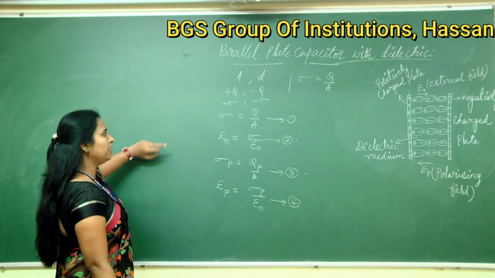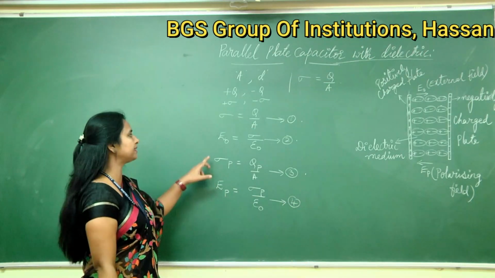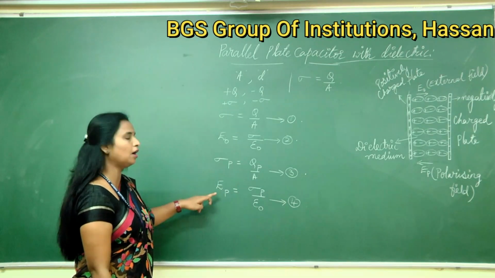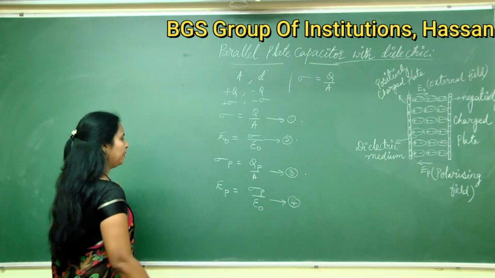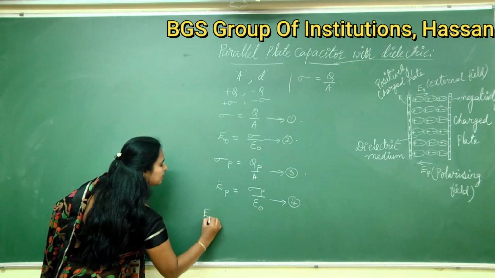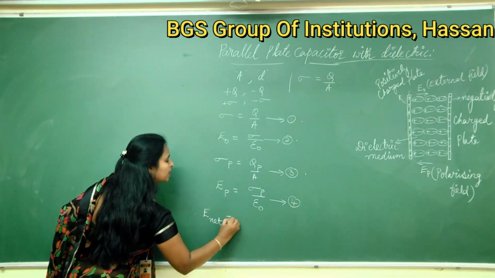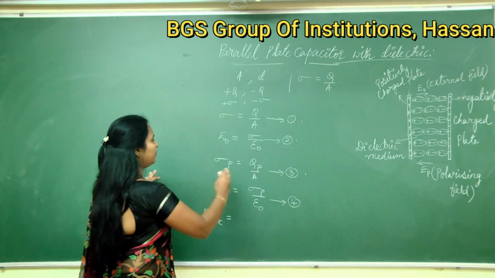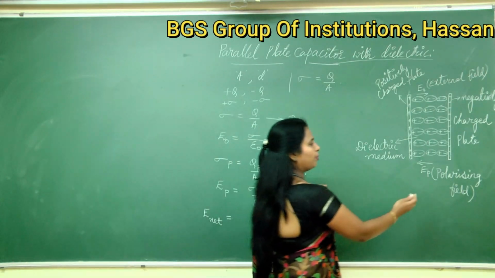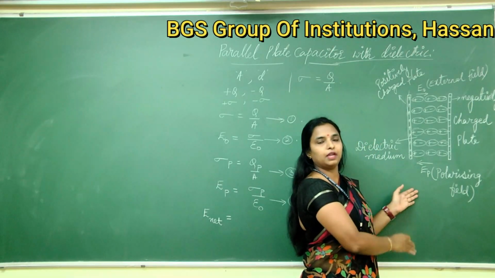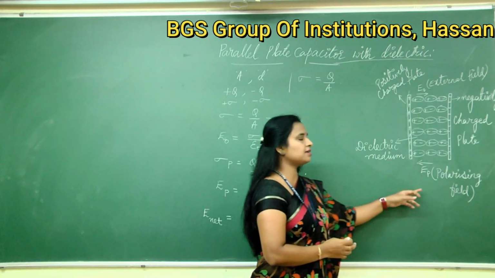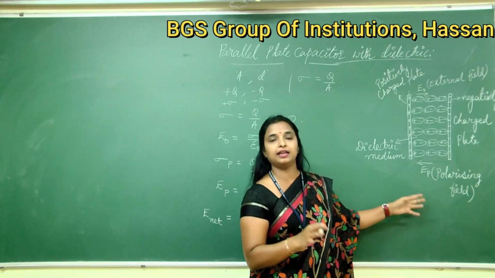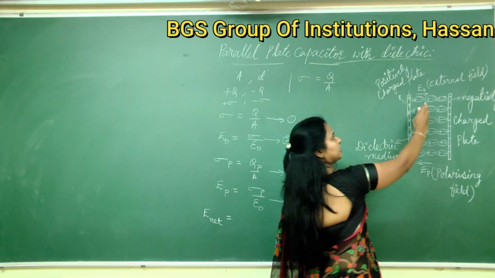Now we have E0 and EP, that is the external electric field and also the polarizing electric field. Now we have to calculate the net electric field. So net electric field will be the difference, because the polarizing field will be in the direction opposing the cause of it. So this polarizing field, how is it coming, where is it coming from, because of the external field.